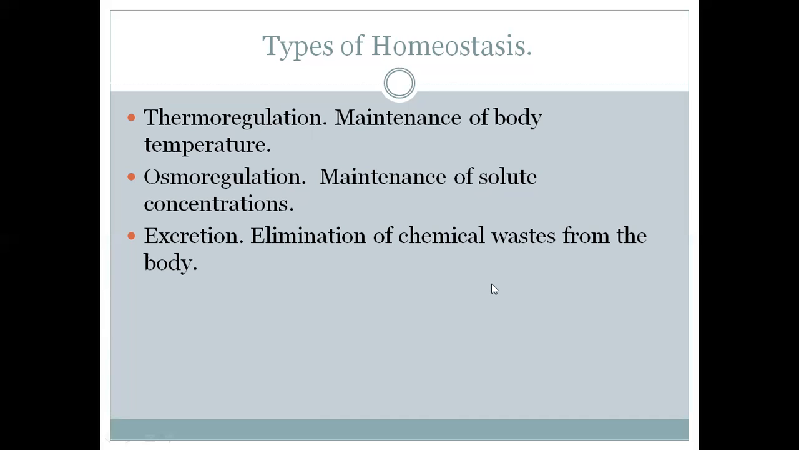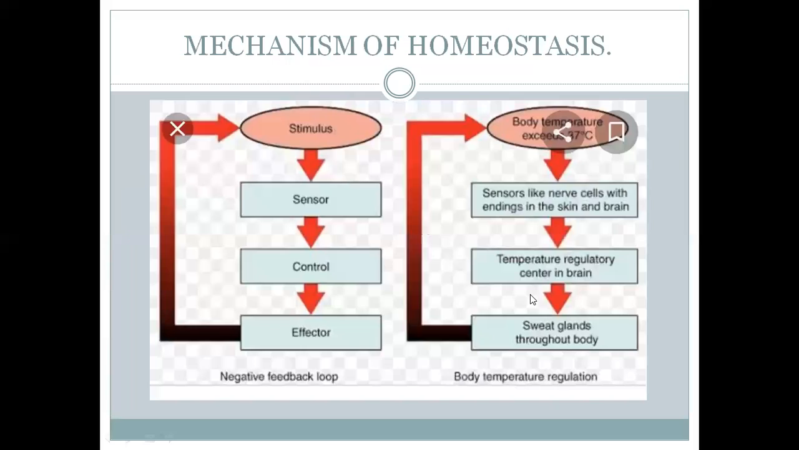Now, homeostasis is controlled by a specific mechanism, and that specific mechanism begins with a stimulus. Now, the stimulus in this situation, write it down, is actually a variable. It can be either internal or external. The stimulus is the variable. This is the example. We will discuss this also.